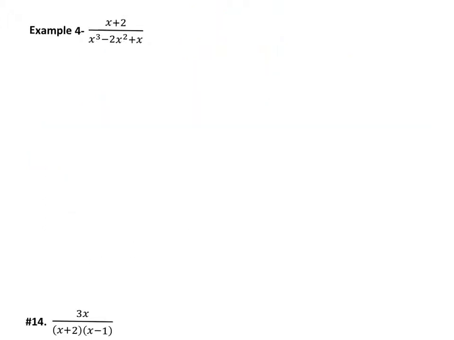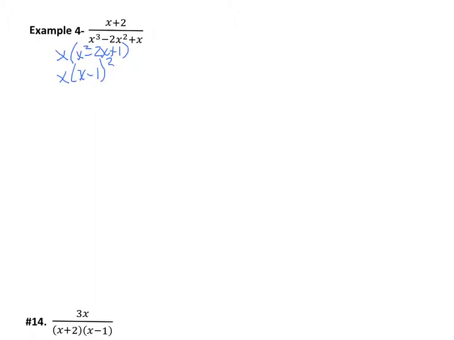Now here we got to factor our denominator again. So we take our GCF out, which is x, and then what's left? X squared minus 2x plus 1. Now what does that factor into? Yeah, x minus 1 squared, correct?